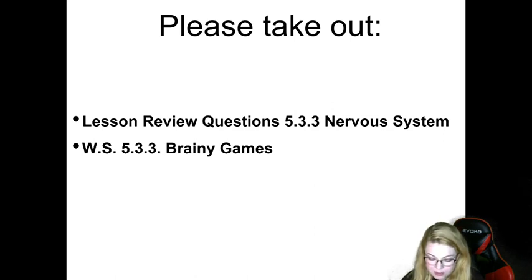Number 2, explain the difference between the central nervous system and the peripheral nervous system. The correct answer is that the central nervous system includes the brain and the spinal cord, while the peripheral nervous system consists of the nerves and sensory receptors throughout your body.